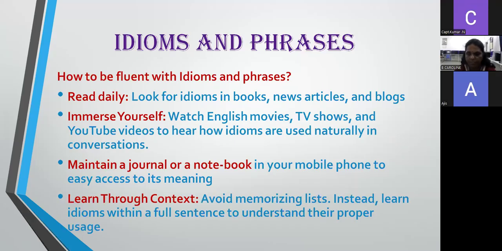Learn through context. Yes, this is one of the very important ways. Some people open the list of idioms and phrases and try to read the idioms and phrases and their meanings. Like this, we can never memorize, because the words don't have the actual meaning. The best way to learn the meaning is through context, in which context that idiom or phrase is used, along with the sentence. Then only you can become good at using idioms and phrases. So avoid memorizing lists. Instead, learn idioms within a full sentence to understand their proper usage.